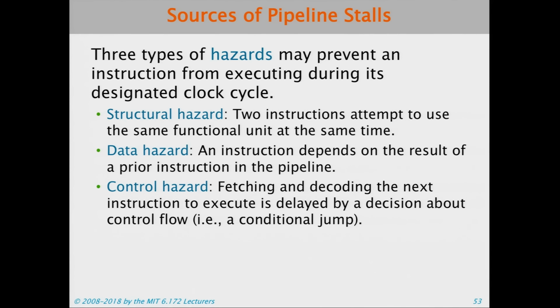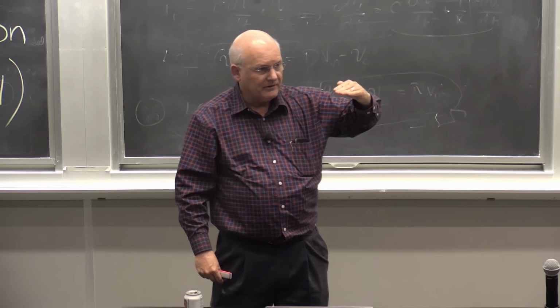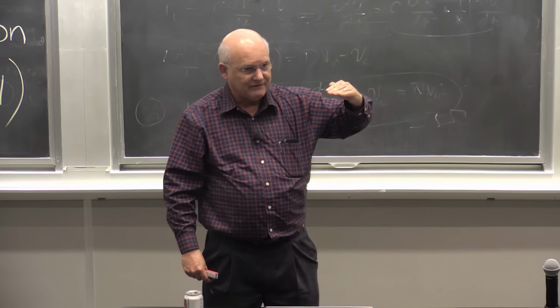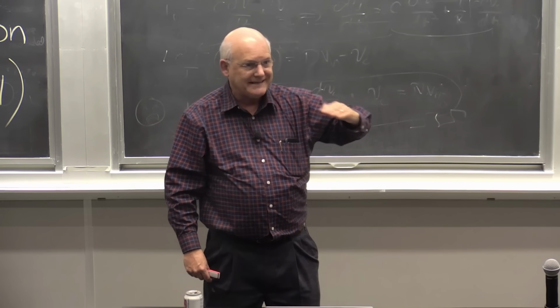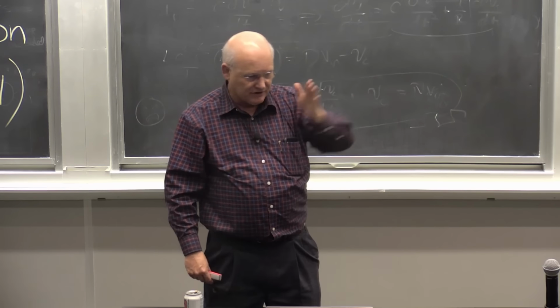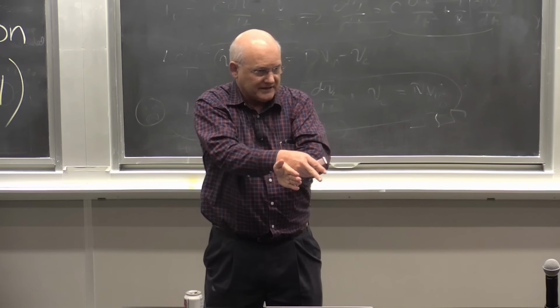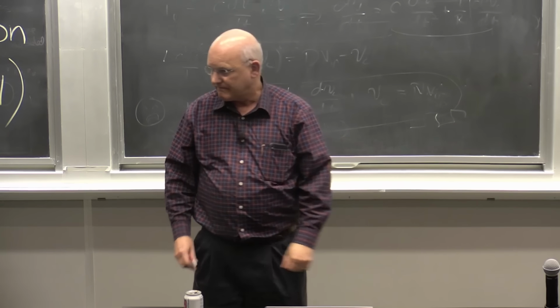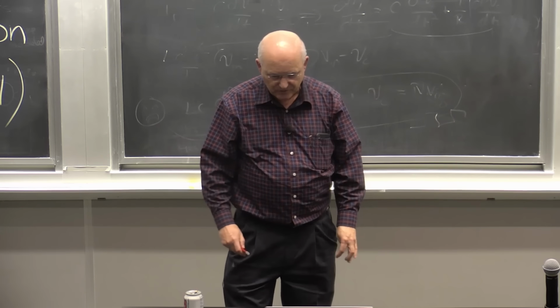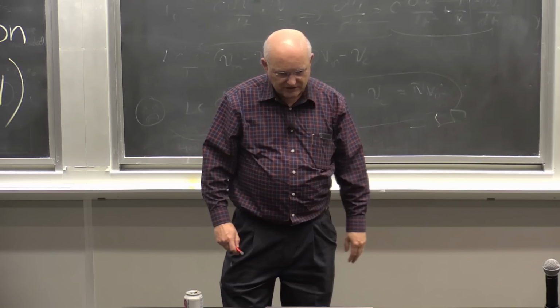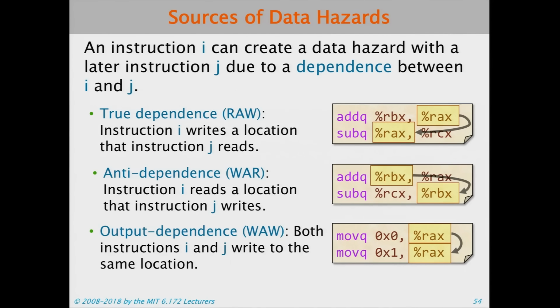And a control hazard is where you decide that you need to make a jump, and you can't execute the next instruction because you don't know which way the jump is going to go. So if you have a conditional jump, what's the next instruction after that jump? I don't know. So I have to wait to execute that. I can't go ahead and do the jump and then do the next instruction after it because I don't know what happened to the previous one. Now, of these, we're going to mostly talk about data hazards.